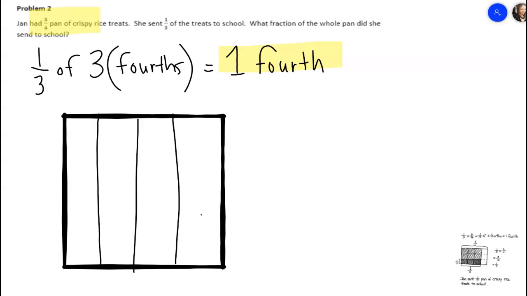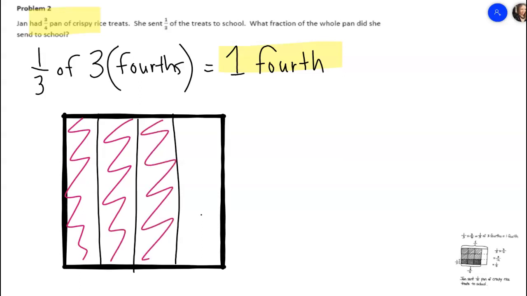And she had 3/4 of that. Maybe the cat or the dog got into the other fourth, or maybe she did. Okay, so right now we have 3/4 a pan. And then it says she sent 1/3, we're talking of the 3/4, to school.